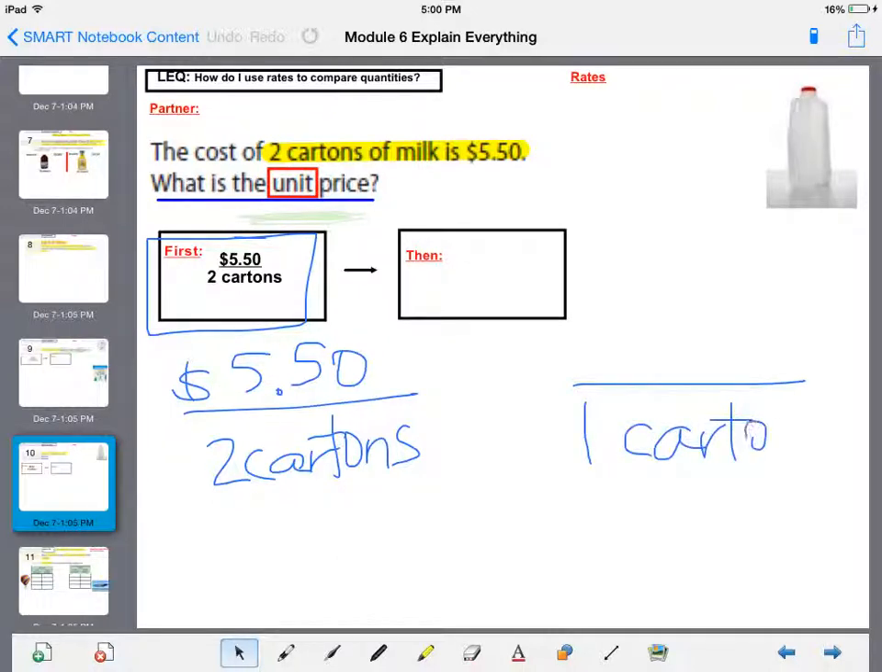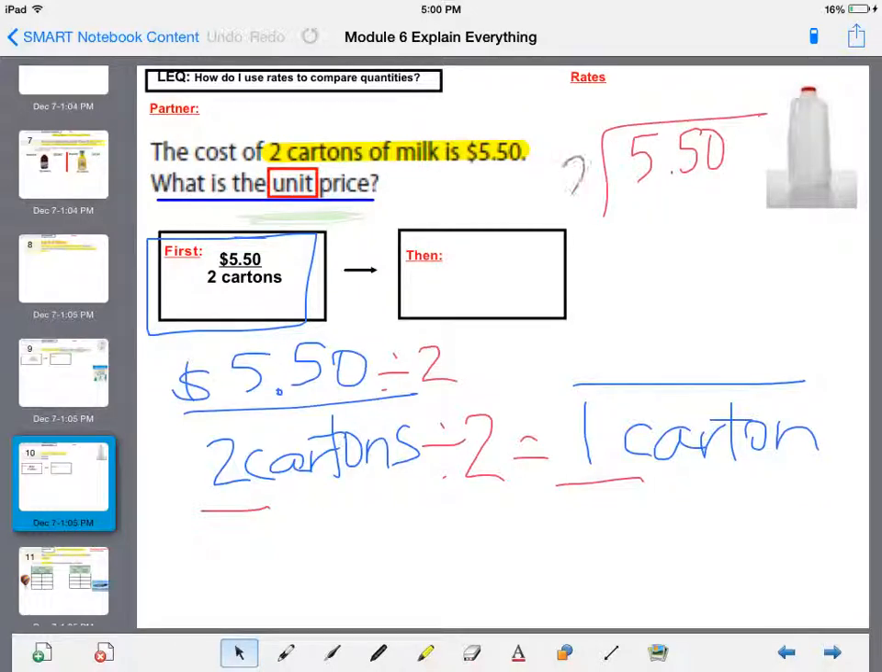And so we're going from 2 to 1, so we know we're getting smaller. We're going to divide by 2 because 2 divided by 2 will get me 1. What I do to the cartons, I have to do to the dollar amount. And so let's go off to the side and do $5.50 divided by 2.